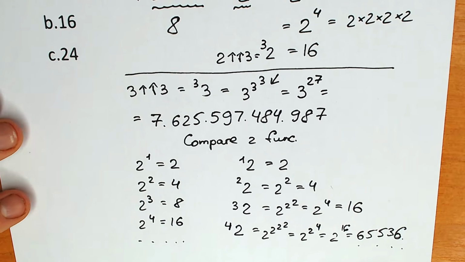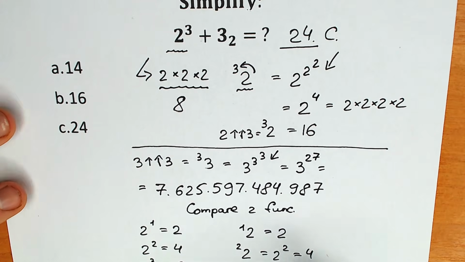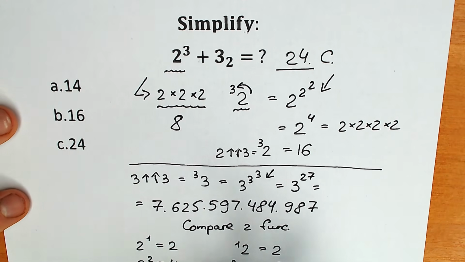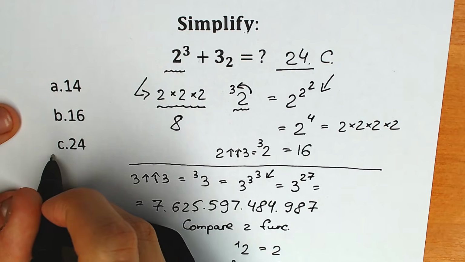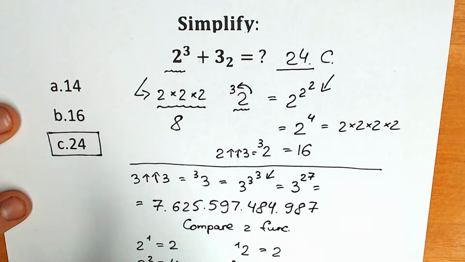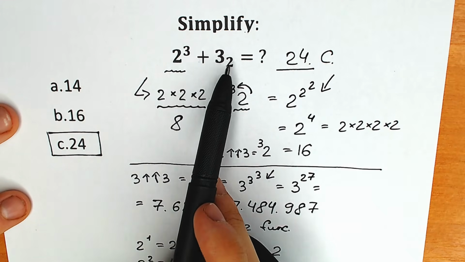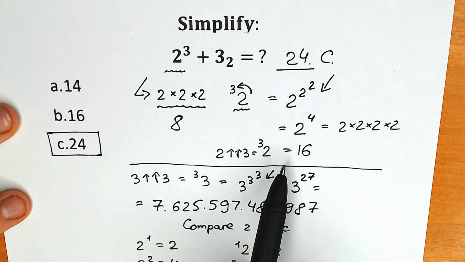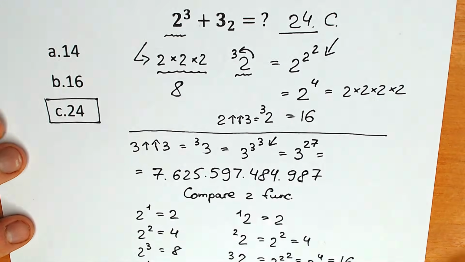Yeah, so I really hope you understand my explanation. I really hope you learn something new. You can write your thoughts and notes down in the comment section. We are talking about our question. Our correct answer is 24. This is our 8, this is our 16, and 8 plus 16 equal to 24.